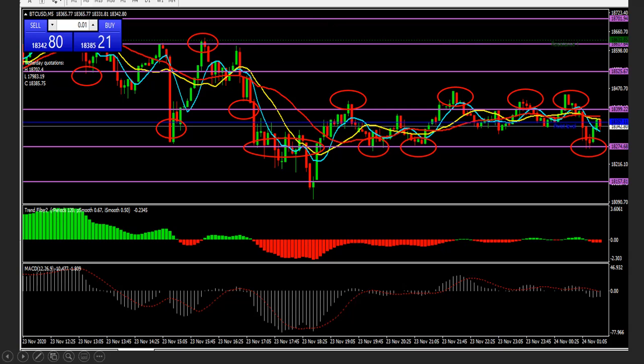I have a resistance line here. Why, you ask? There are no candles up here. This is from previous days. Remember, I told you history repeats itself. So from previous days, there was touching here. So I knew that it fizzled out here, and it's probably not going to go any higher than that right now.